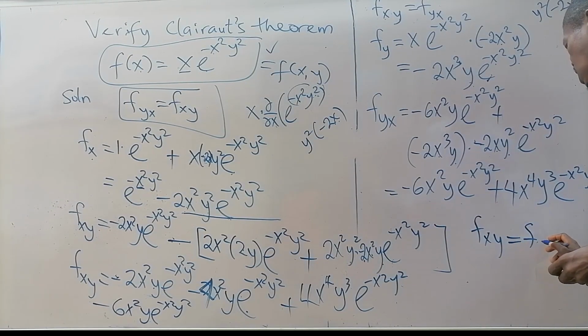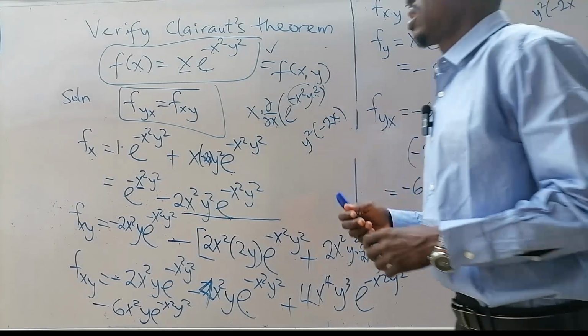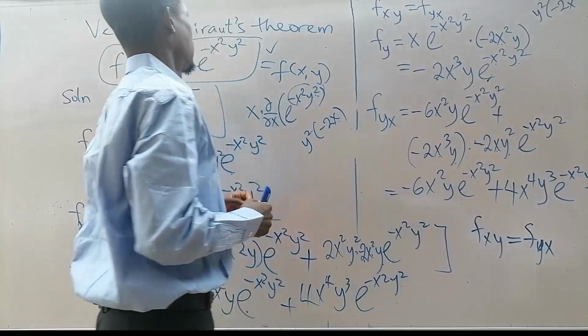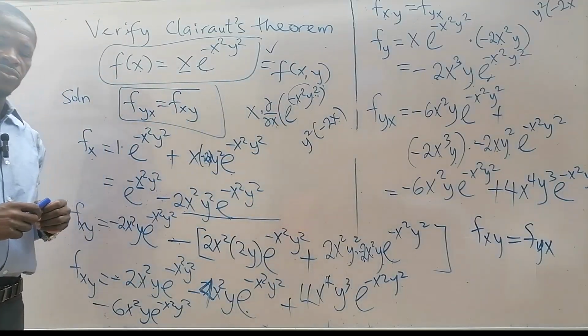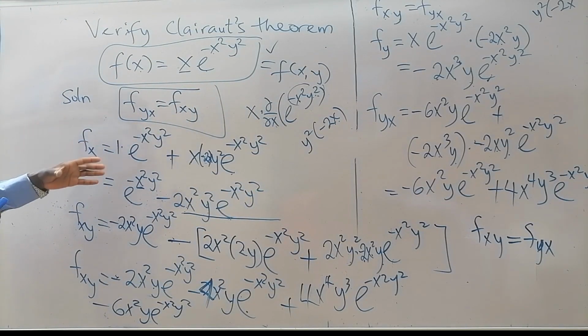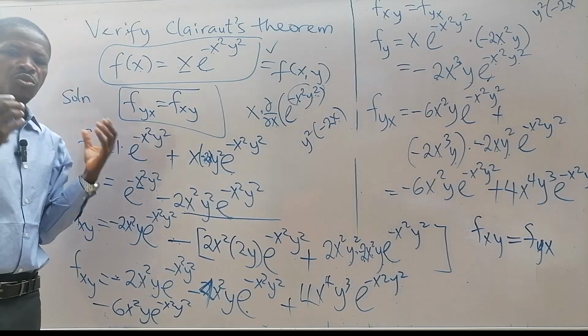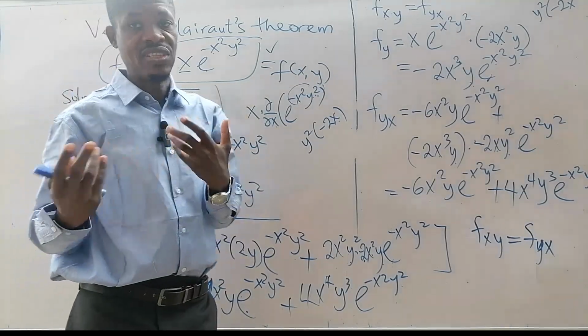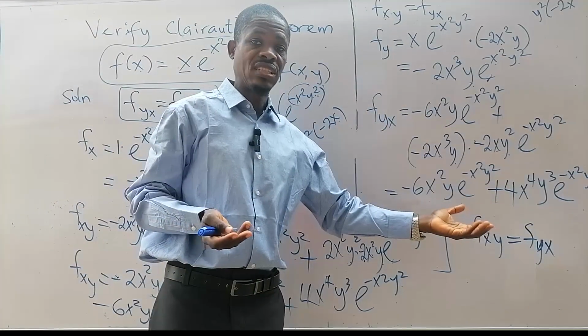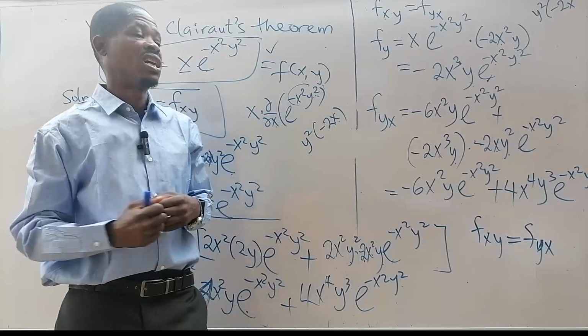F subscript yx. So that's how we verify the Clairaut theorem. The thing is that you must know how to differentiate partially, which is very simple. When you're differentiating with respect to x, the other variable will be kept constant.